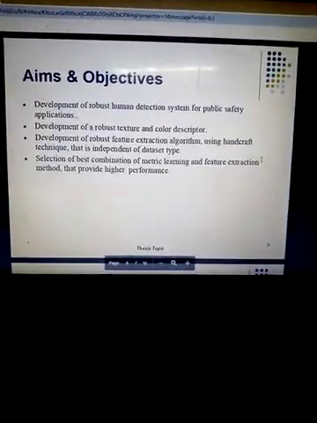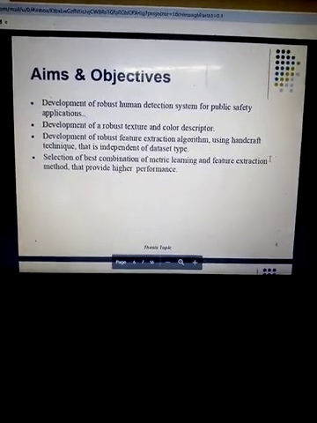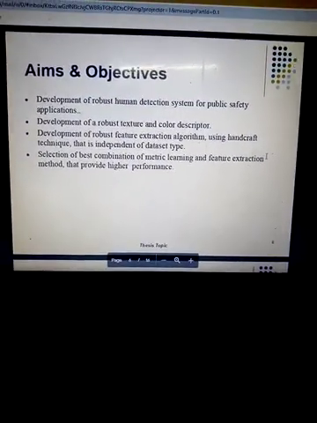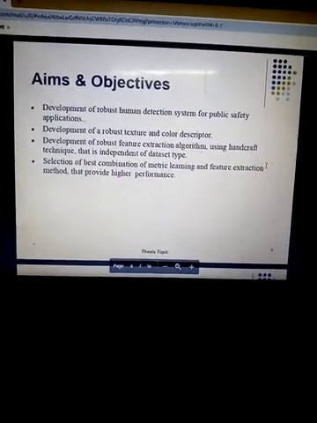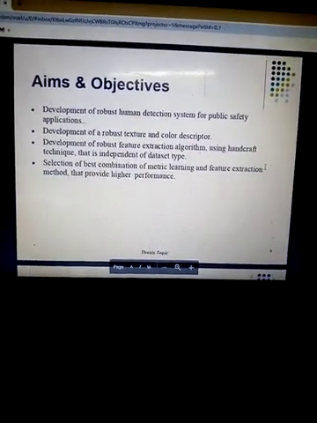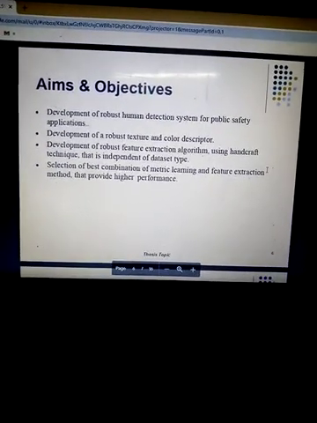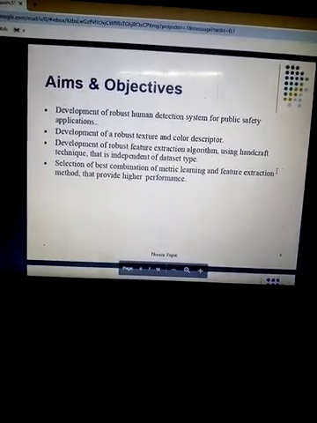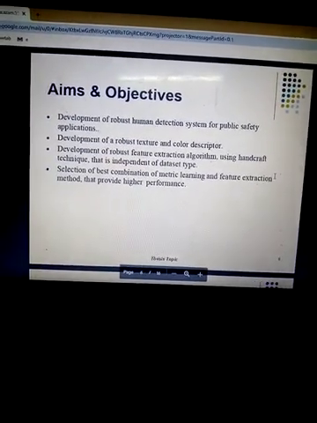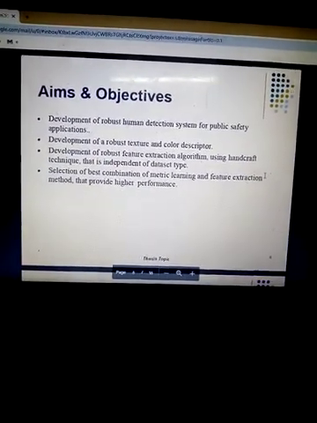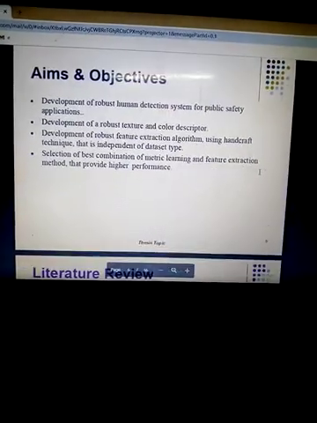Aims and objectives of the project are as follows: development of a fast human detection system for public safety applications, development of a robust texture and color descriptor, development of a feature extraction algorithm that is independent of the dataset by using the handcrafted technique, and then we select the best combination of the metric learning and the feature extraction method that provides us the higher performance.